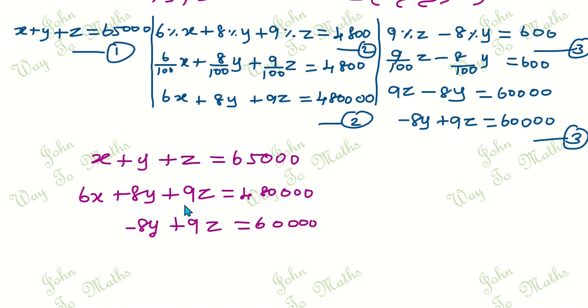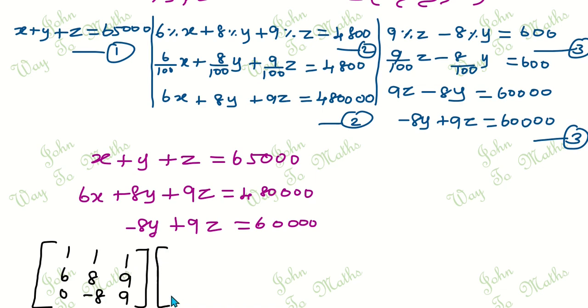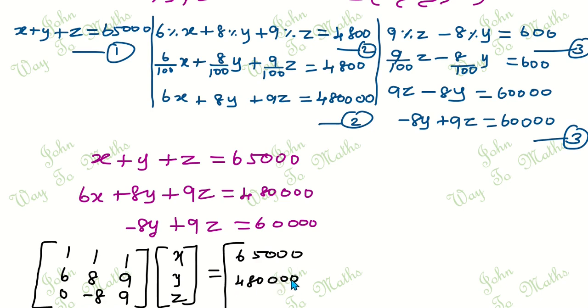So these equations can be written in the form of a matrix. Coefficient of x becomes 1, 6, 0. Coefficient of y becomes 1, 8, minus 8. Coefficient of z becomes 1, 9, 9. Then the matrix of x, y, z, which is equal to the constant matrix 65,000, 4,80,000, then 60,000.